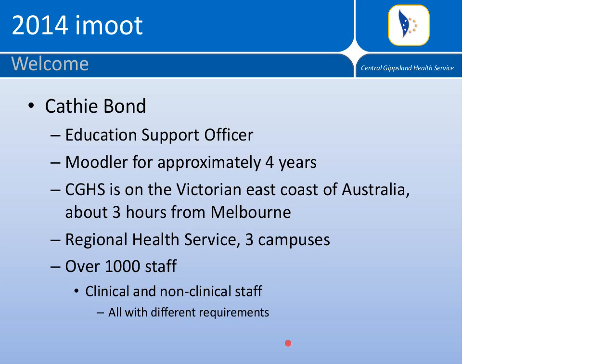Central Gippsland Health Service is on the Victorian east coast of Australia. We're about 3 hours from Melbourne, and we have beautiful surrounds like the 90 Mile Beach. The health service itself comprises 3 campuses, and we have aged care, acute, theatres, high and low care for aged care. We have a little over 1,000 staff, with clinical and non-clinical staff. So we have very different requirements for courses and competencies. We cover a wide range of topics in that.